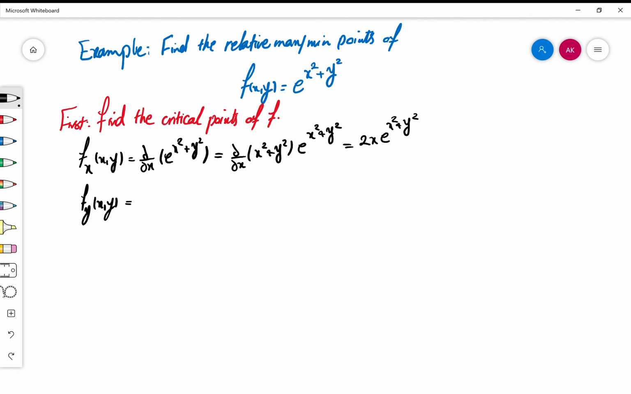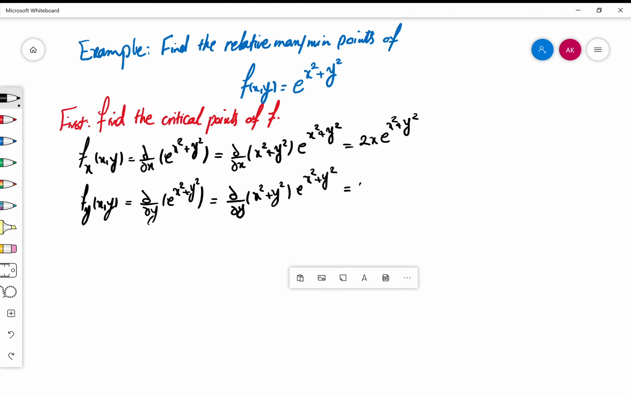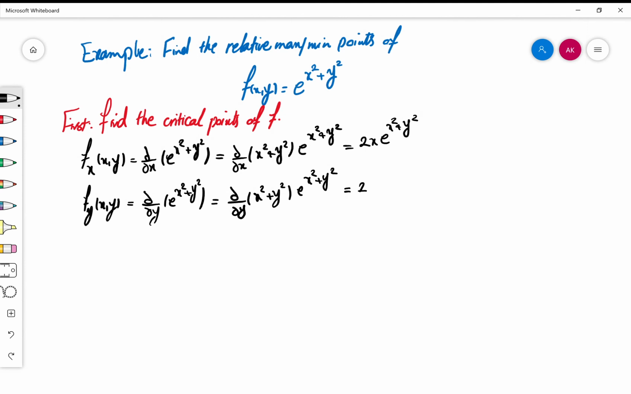And fy, with the same kind of steps, we find that this is the derivative with respect to y of e to the power x squared plus y squared, which is equal to 2y e to the power x squared plus y squared. Then set these guys equal to 0. This is equal to 0. This is equal to 0.